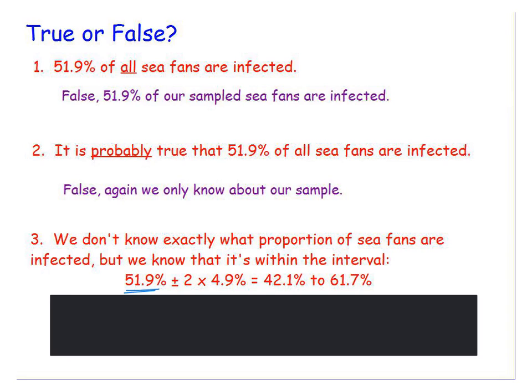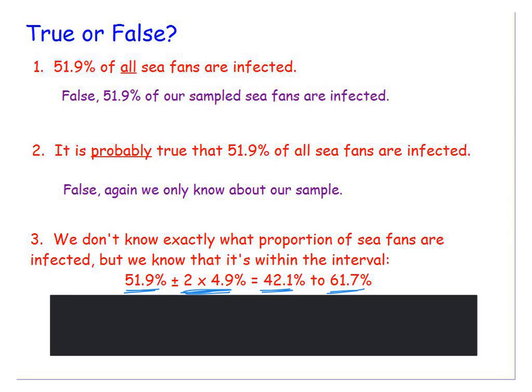We're going to add and subtract 2 standard errors, so 2 times 4.9%. Well, if we take 51.9% and we subtract 2 times 4.9, we get 42.1%. If we take 51.9% and we add 2 times 4.9, we get 61.7%. So we don't know what proportion of CFANs are infected, but we know that it's within that interval.